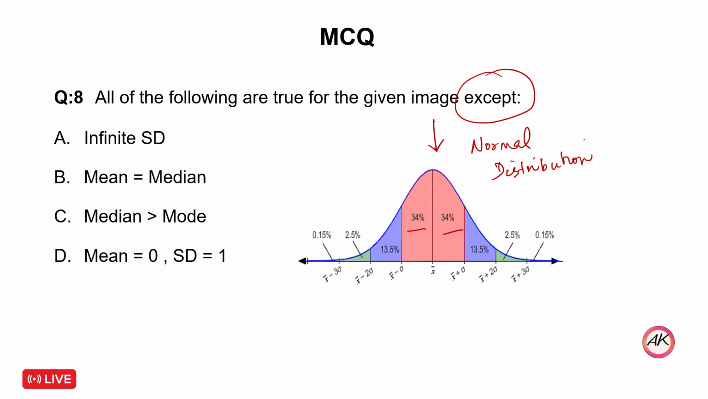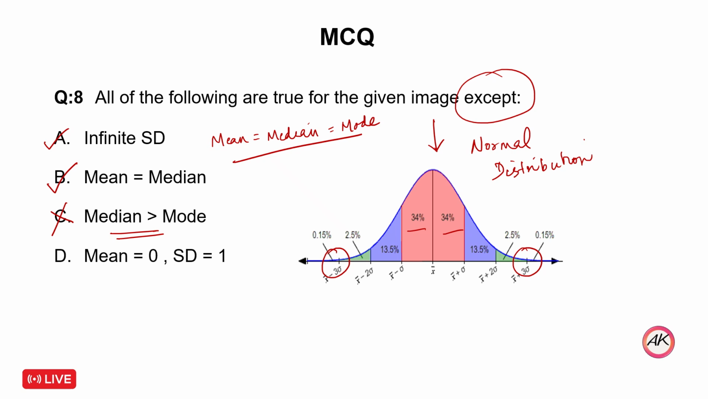Now let's look into the options. Option A, infinite standard deviation. Yes, it is correct because normal distribution is based on infinite observations. Those two lines never meet the baseline. So option A is correct. Option B, mean is equal to median. Always in a normal distribution, mean is equal to median is equal to mode. All three are equal, they coincide. So option B is correct. Option C, median greater than mode. No, it is incorrect because all three are equal and they coincide.